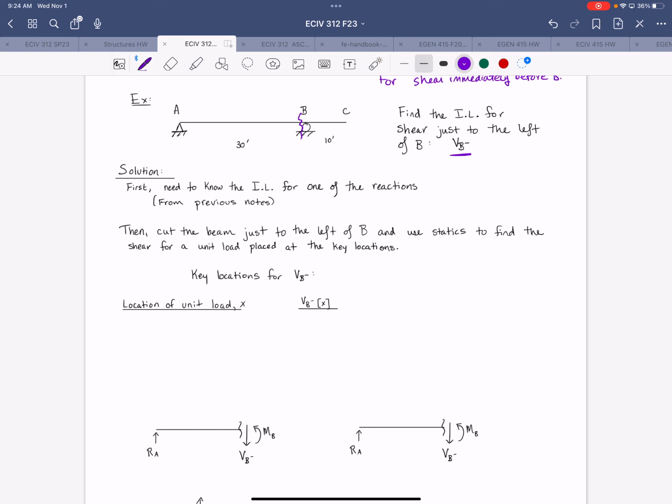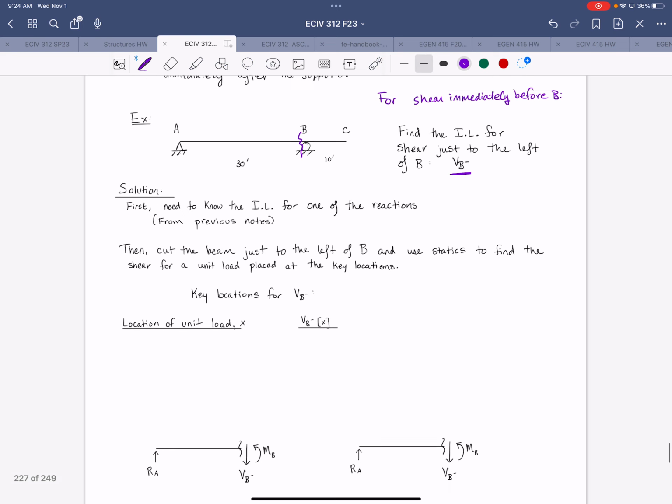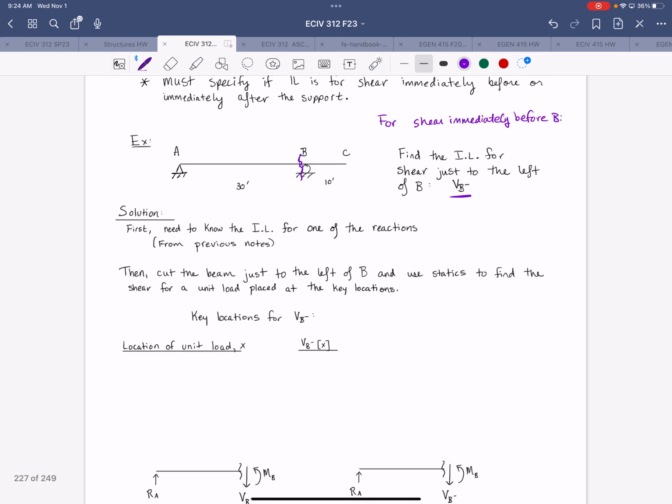But here, we need to identify the key locations. So for shear immediately before the support, what are those key locations? Where should we place the unit load in order to evaluate the responses that we need to develop the influence line? A, B, and C, right?